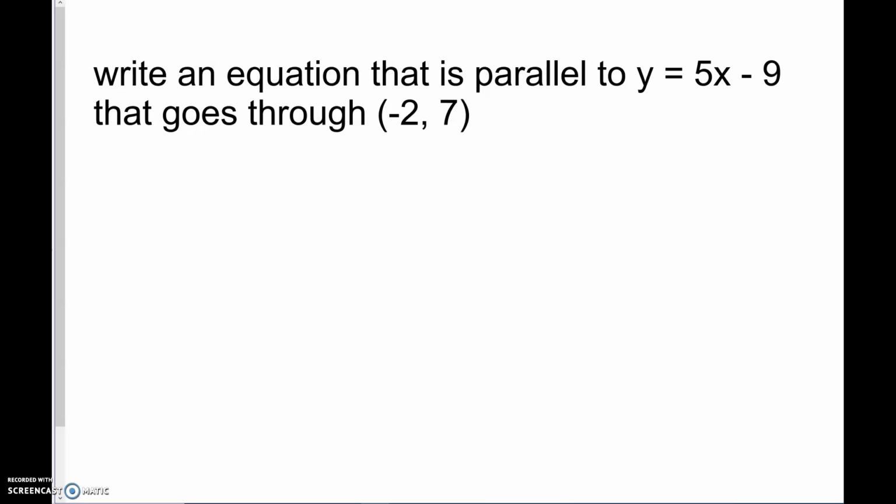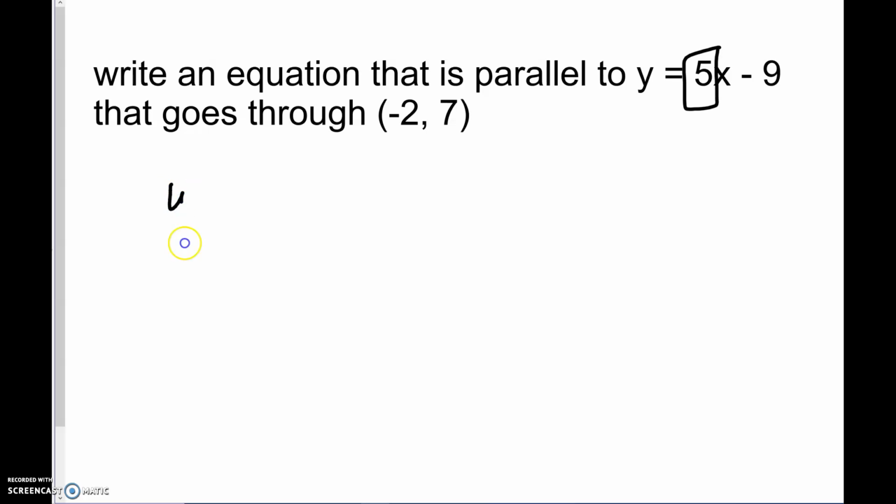All right, parallel and perpendicular lines. So what do we know about parallel lines? Well, parallel lines have the same slope. So in this equation, what is the slope? Remember, the slope's in front of x, so this is 5. So any line that is going to be parallel to that has to have the same slope.